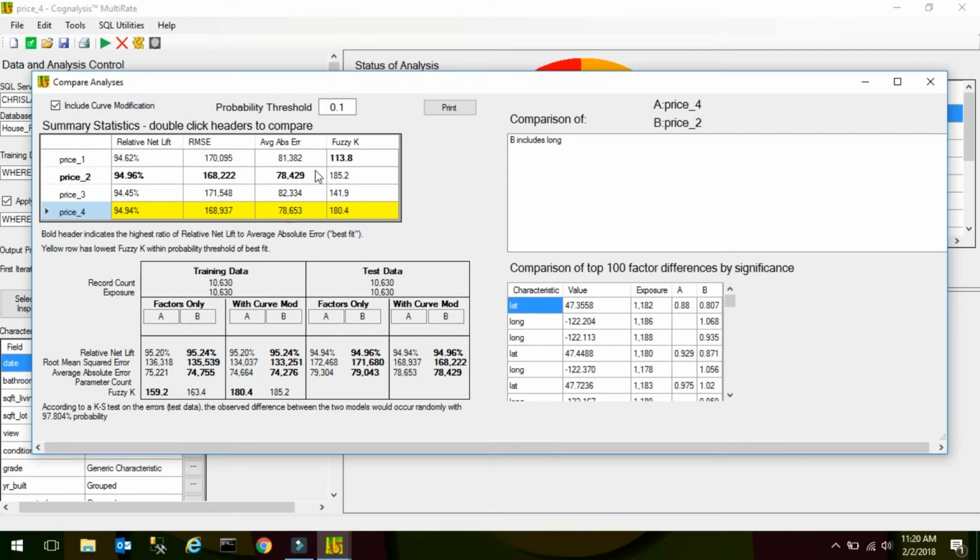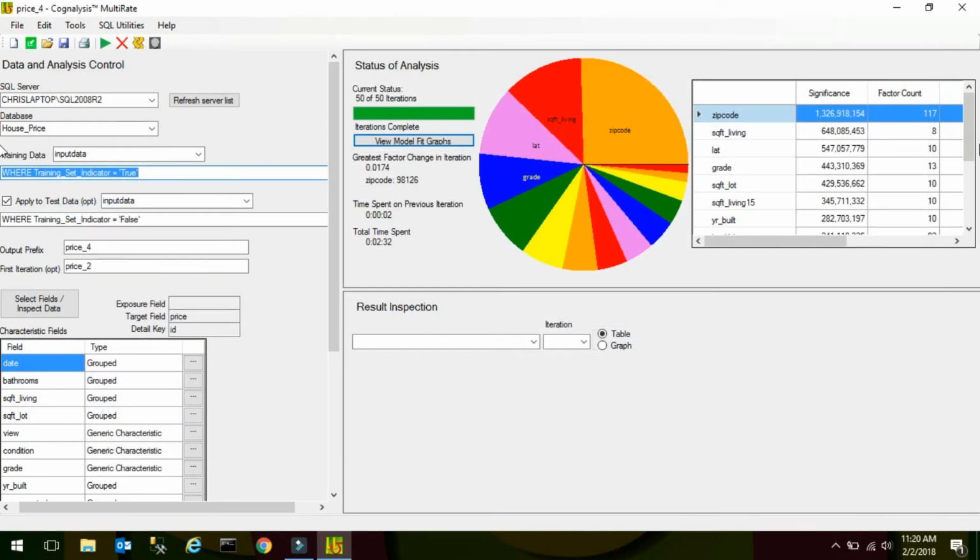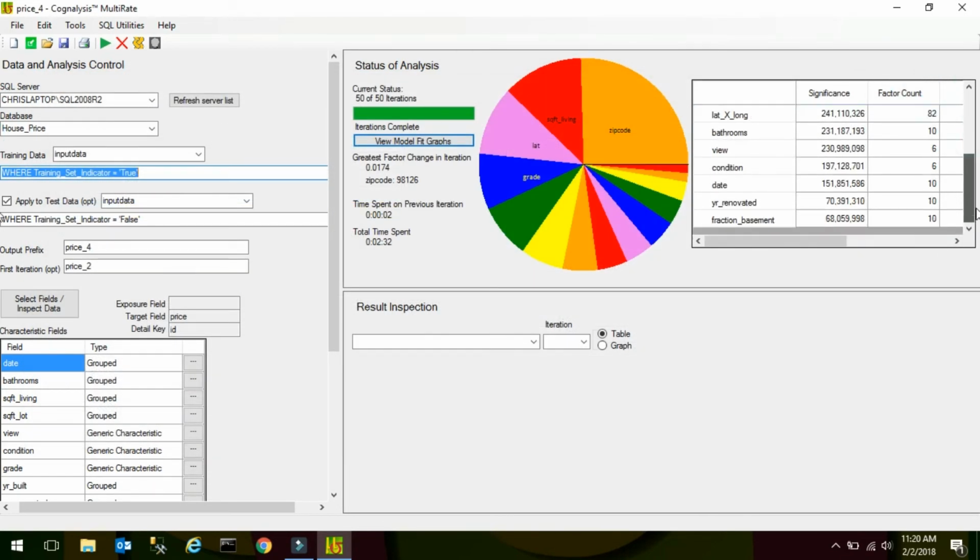And so it's saying, okay, in that case, the fact that we're able to make this model simpler and it's essentially as good, let's go with price 4. That's why this one is being highlighted in yellow. And then maybe we decided to go farther. If we got rid of longitude, maybe we should also try to get rid of latitude. We've got this combination of latitude and longitude.